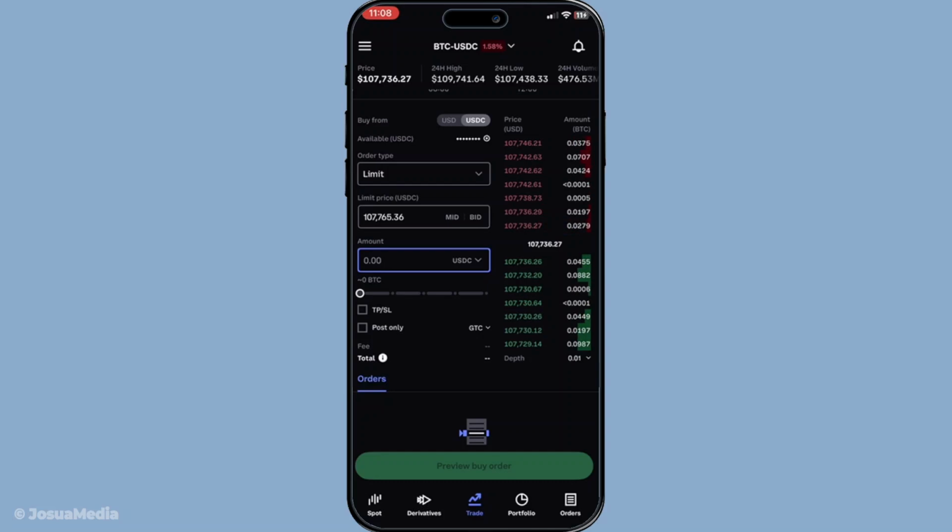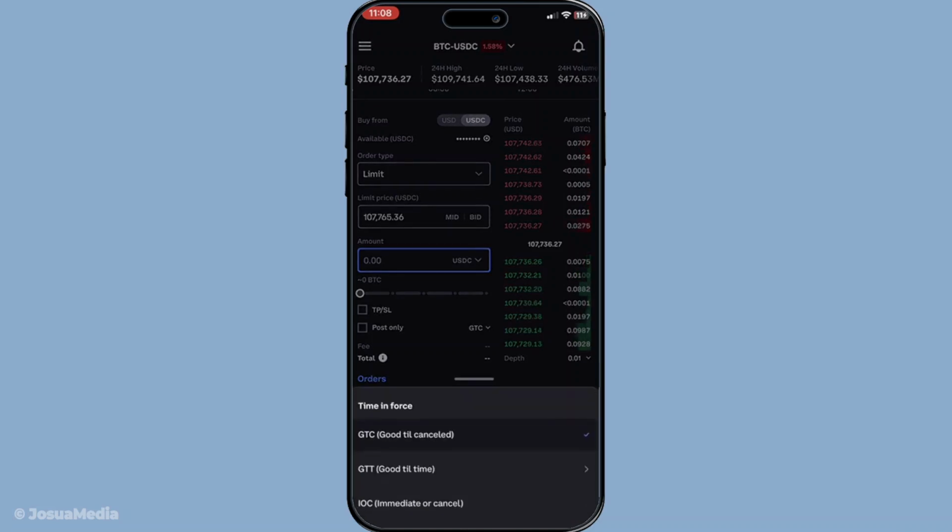The next consideration is how long you want the order to stay active. You have options here such as good till cancelled. This means your order will remain in effect until it achieves the set price or until you choose to cancel it manually. It's a convenient feature for those who are not in a rush to complete their trades and prefer to wait for optimal market conditions.